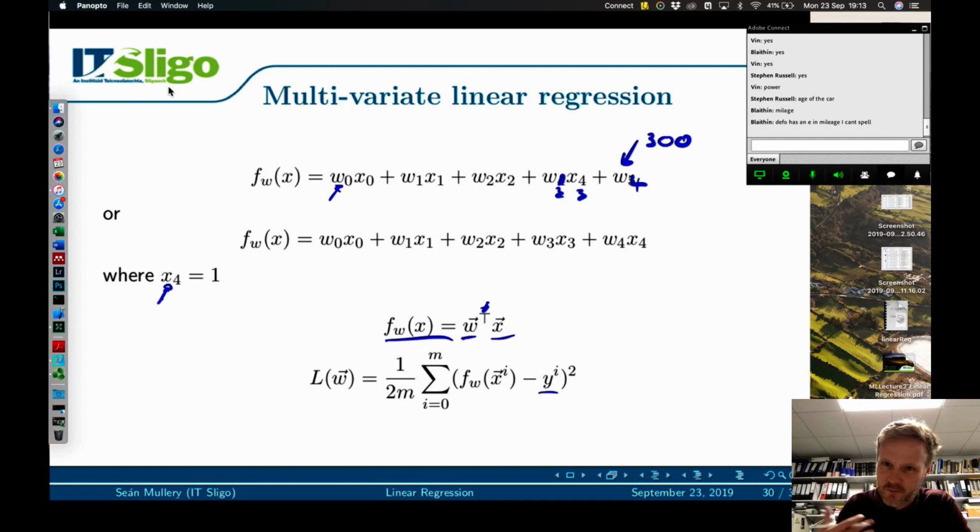So you can see it's done in pretty much exactly the same way. There's no real difference in terms of how it's done. It's just that we now move up to having a high dimensional vector.